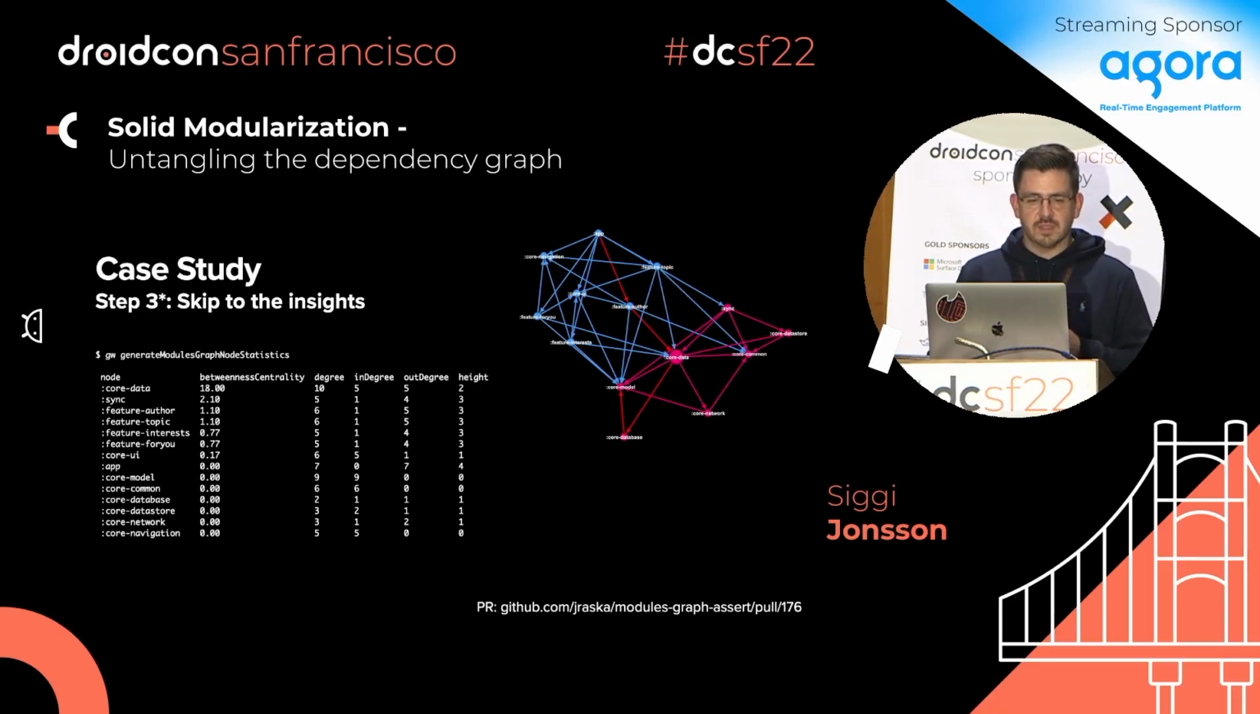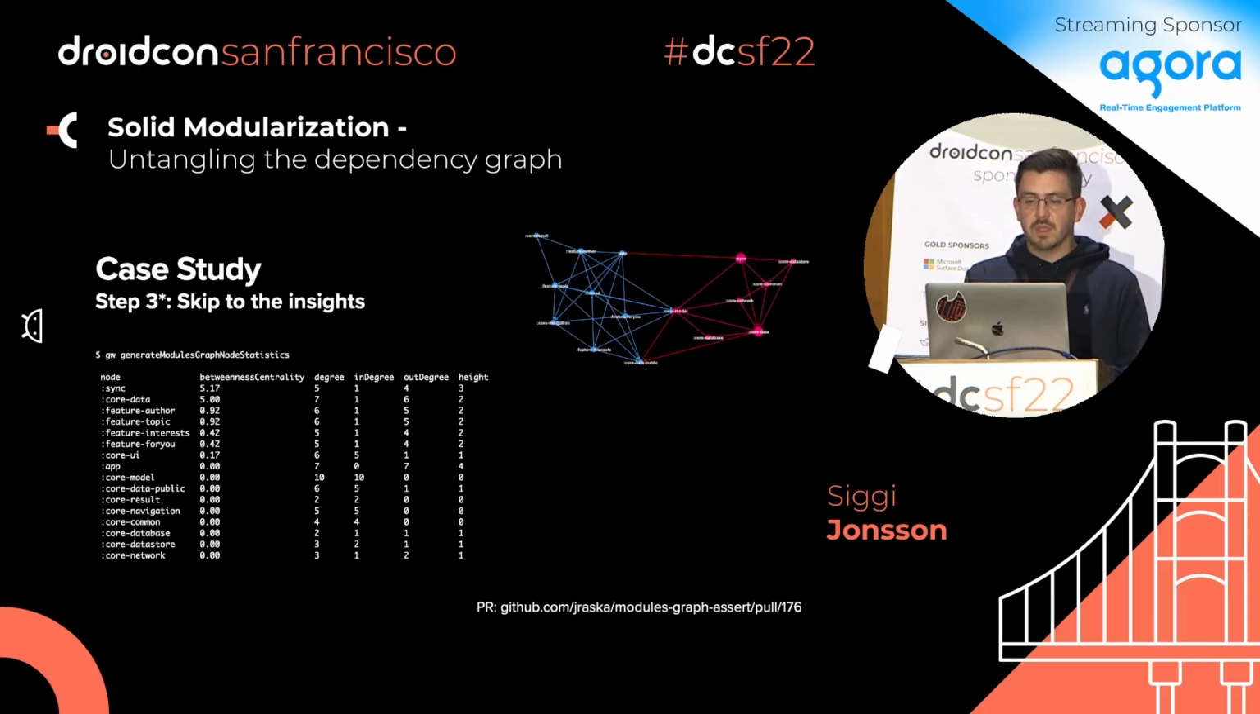And here we're using a library called jgraph to generate those insights or those metrics directly, without going through the process of generating the graph, using Gephi, and running the statistics, so we can just run this one command and we can get the insights from our project. And here we're running it before we made the changes, and we can see that the highest ranked module in terms of betweenness centrality is core data. And after the change, we're running the same command again, and we can see that it's now the sync module that's the top ranking one, and core data is now second, and it's lowered its score dramatically.